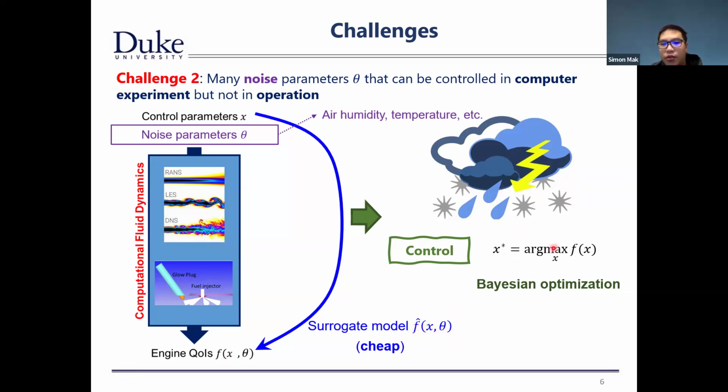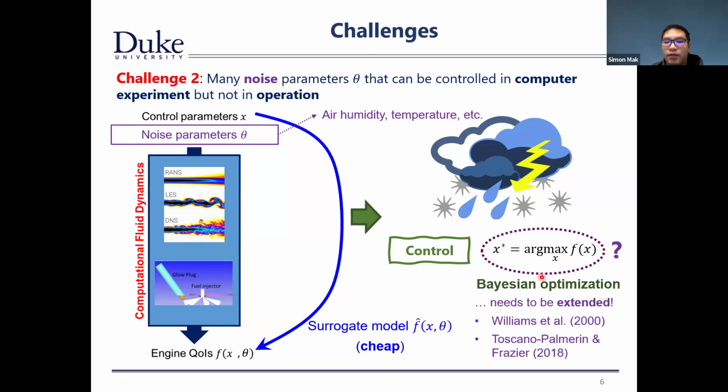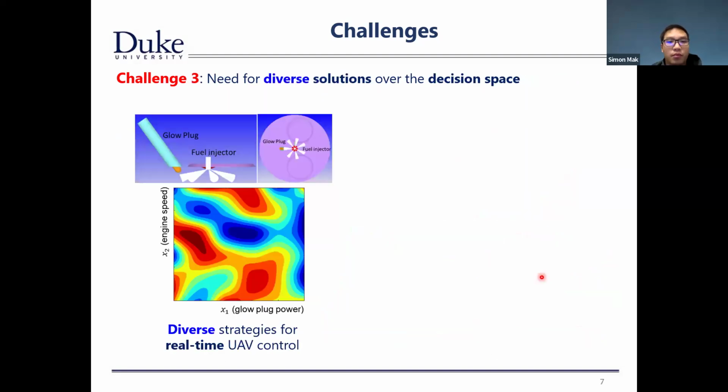But the challenge comes from the control part, where in reality, I can't really control theta. So we have to think a little bit about how to generalize this framework here to account for uncertainties that are coming from these uncontrollable parameters theta. And I'll talk a little bit about work that's been done in this area.